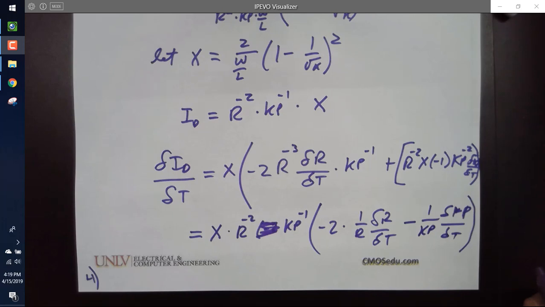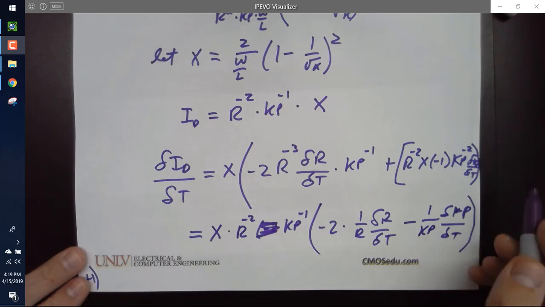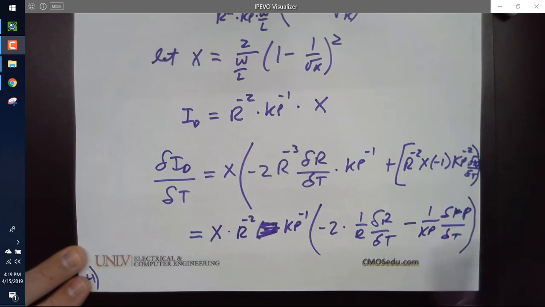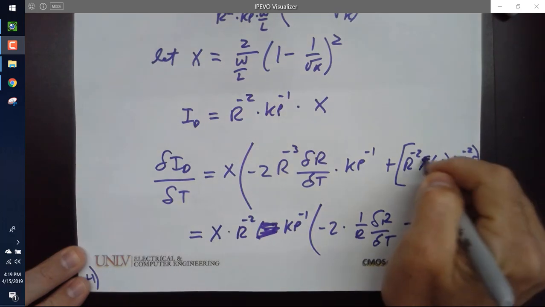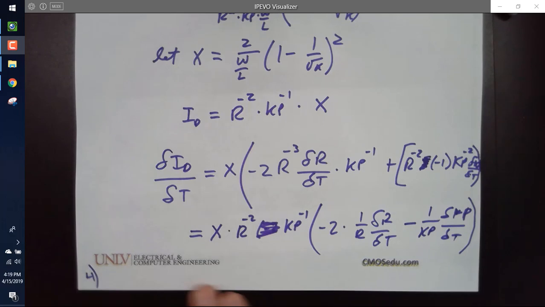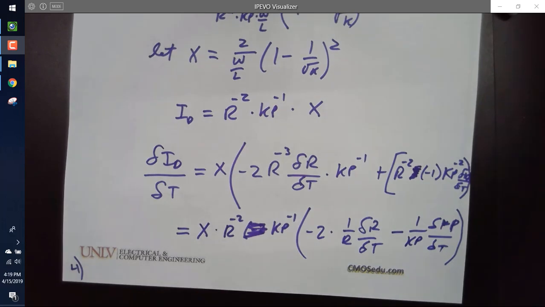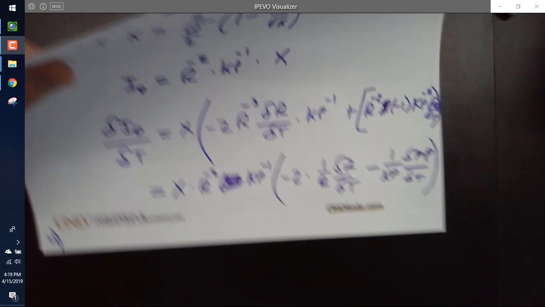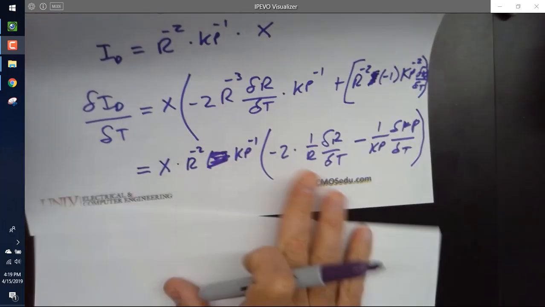Anybody agree with that? Oh, I shouldn't have put that in there, should I? Yep. All right, so let me write this nice and clean, but I'm going to get rid of the x in here.